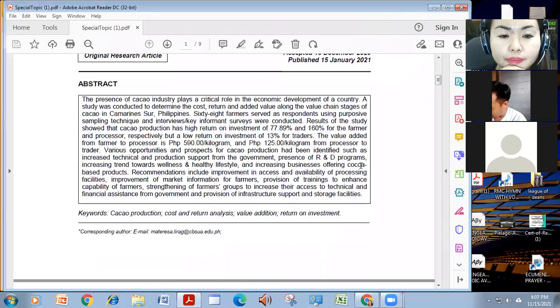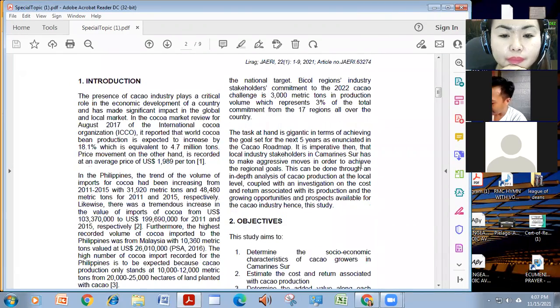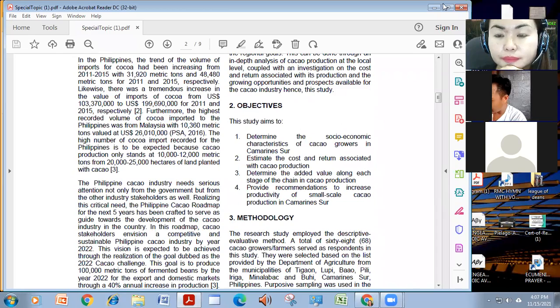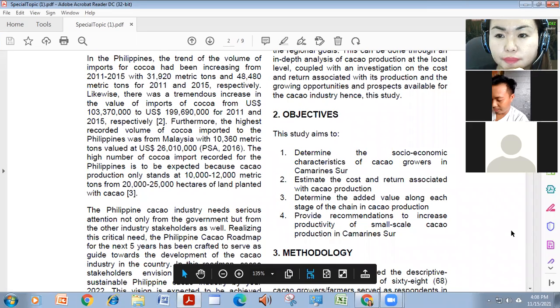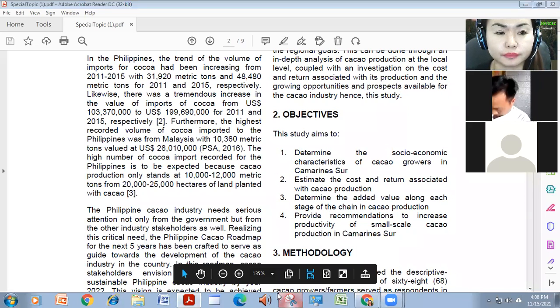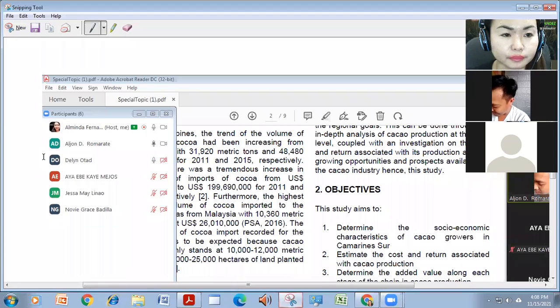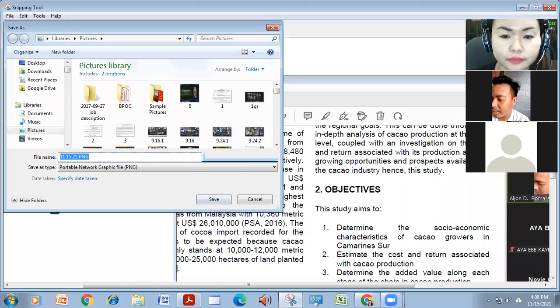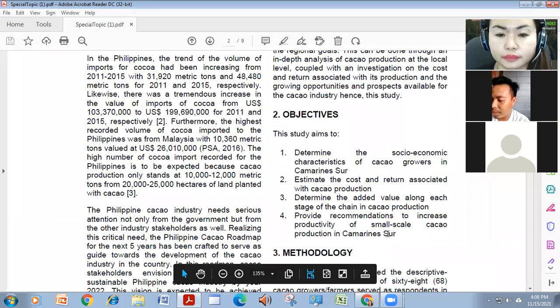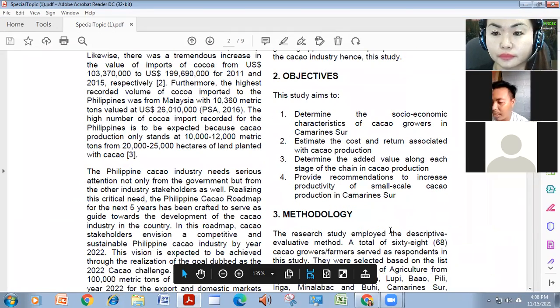There are four objectives. Determining the socio-economic characteristics of cocoa growers of Camarines Sur and estimating the cost and return associated with cocoa production. Determine the added value along each stage of the cocoa products chain. And provide recommendations to increase productivity of the small scale cocoa producers in Camarines Sur.